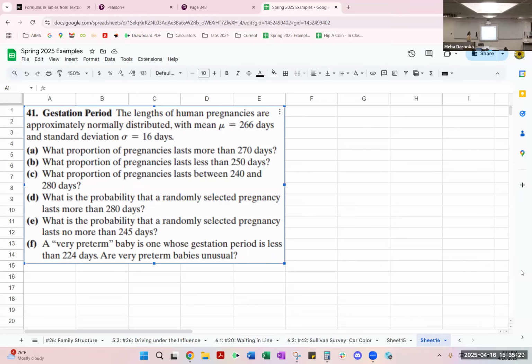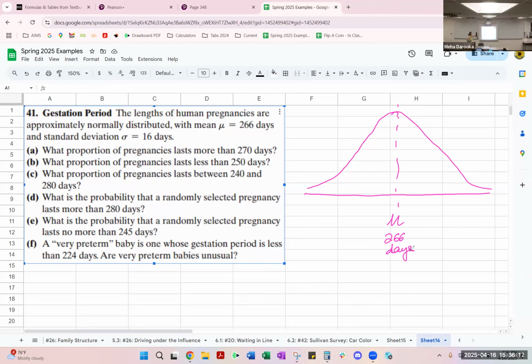You can see in this example, we're saying the lengths of human pregnancies are again approximately normally distributed with a mean of 266 days and a standard deviation of 16 days. So just using that information, let's see what that normal curve would look like. So again, mean is going to be right in the center at 266 days. So that's the quick math I was doing, because if you add 266 with 16, of course, that's going to be a number much larger than 270, since 270 is only 4 days away from 266.